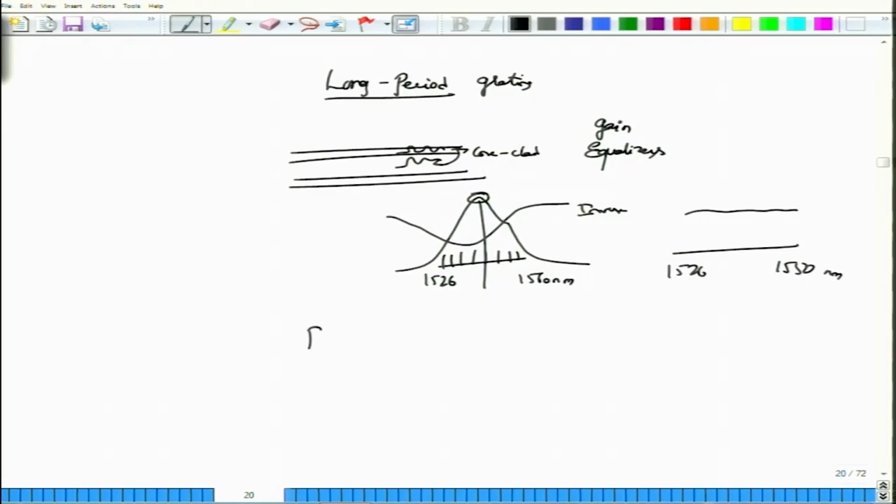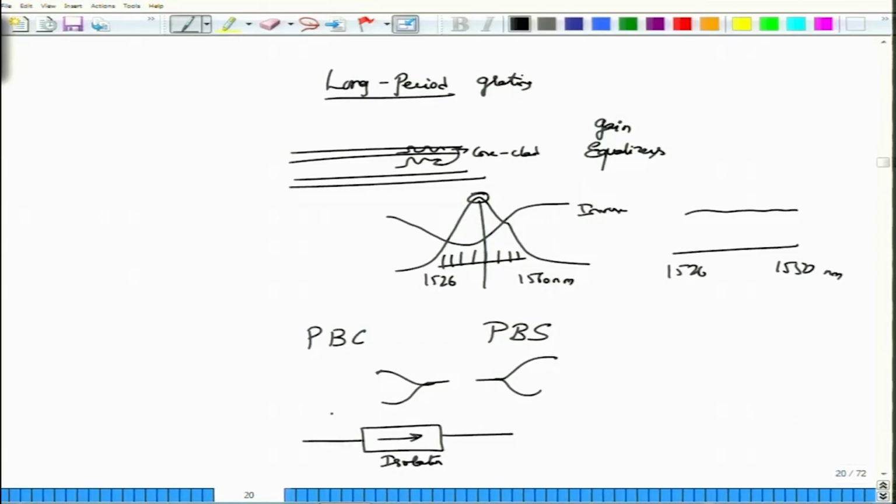Additional WDM components are polarization beam combiners and polarization beam splitters. These are devices which are used to combine polarizations and to split polarizations. They will just be concerned with their polarization components. Then there is also another device called an isolator. This is also a very important device. What the isolator does is it will allow the light to propagate in the direction of the arrow. It does not allow the light to propagate in the reverse direction. So if the light tries to travel from here, it will block this one.